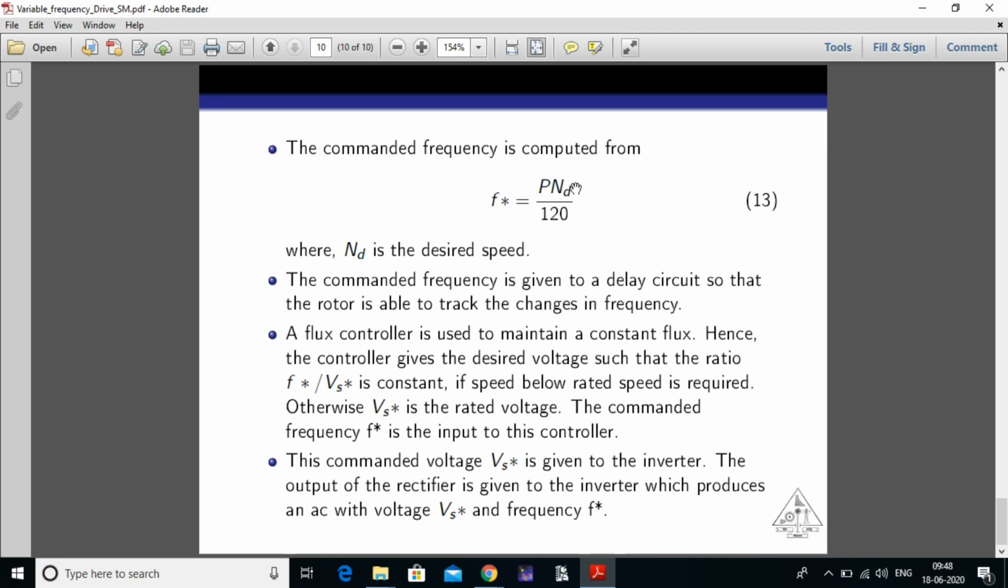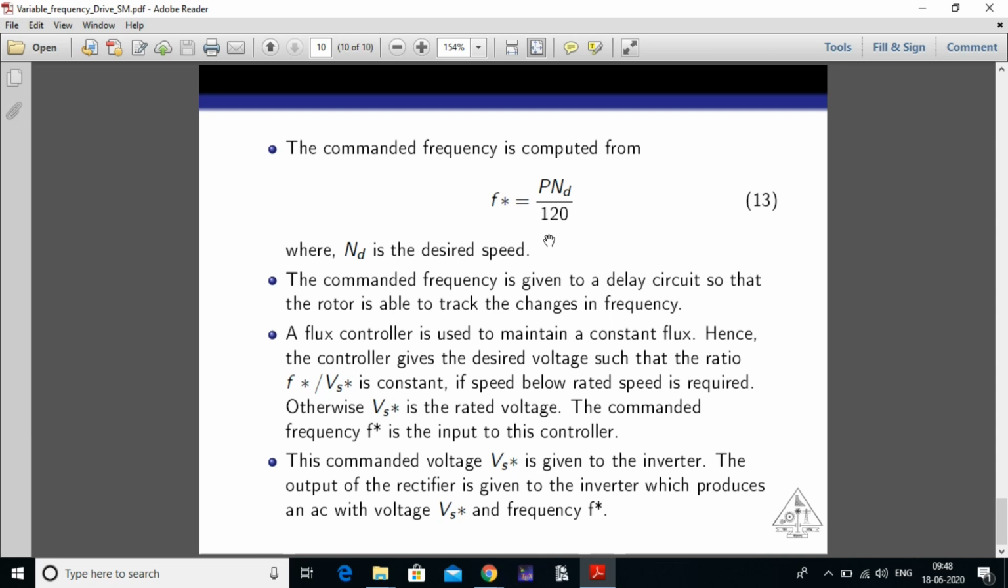Suppose initially the speed was 1500 RPM. Now I want to change the speed to 1400. Then Nd is 1400. Corresponding to that speed, I have to find the frequency. That frequency is the reference frequency F star. Now, in order to achieve a constant flux, we should change Vs, the stator voltage, also, so that F star by Vs star is constant.